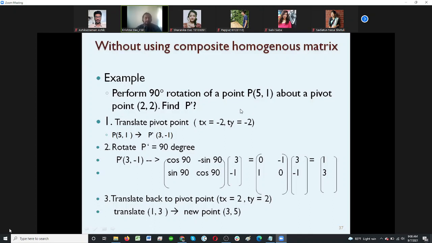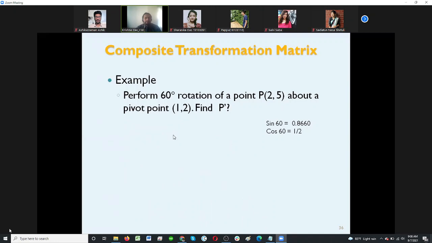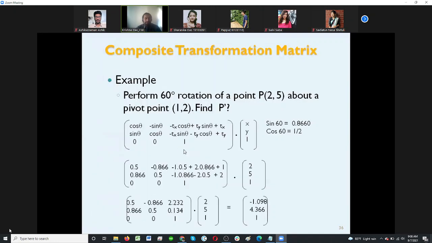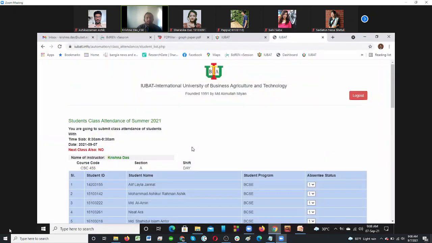You also have to show on the graph the solution without using the composite homogeneous matrix formula. That will be asked of you. So we can do it step by step, the two things that we can do. Let us go to a graph and do it without using the homogeneous transformation matrix formula.